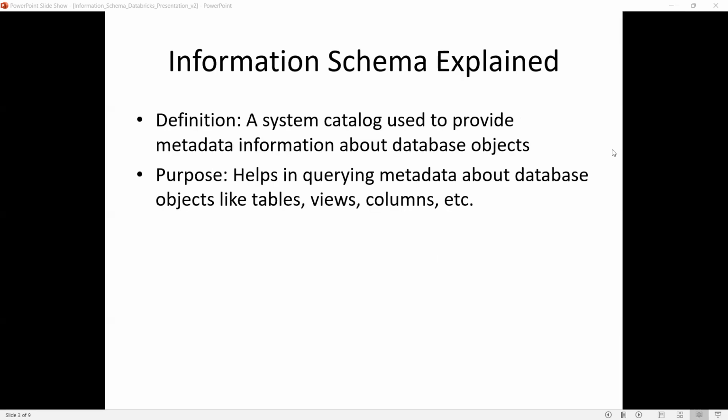Let's see what the information schema is. The information schema is a system catalog that provides the metadata information about database objects such as tables, views, columns, functions, indexes, and more. It acts as a centralized repository for all the metadata, making it easier to query and understand the structure and properties of your databases. This is particularly useful for data engineers and data scientists who need to work with complex data sets.